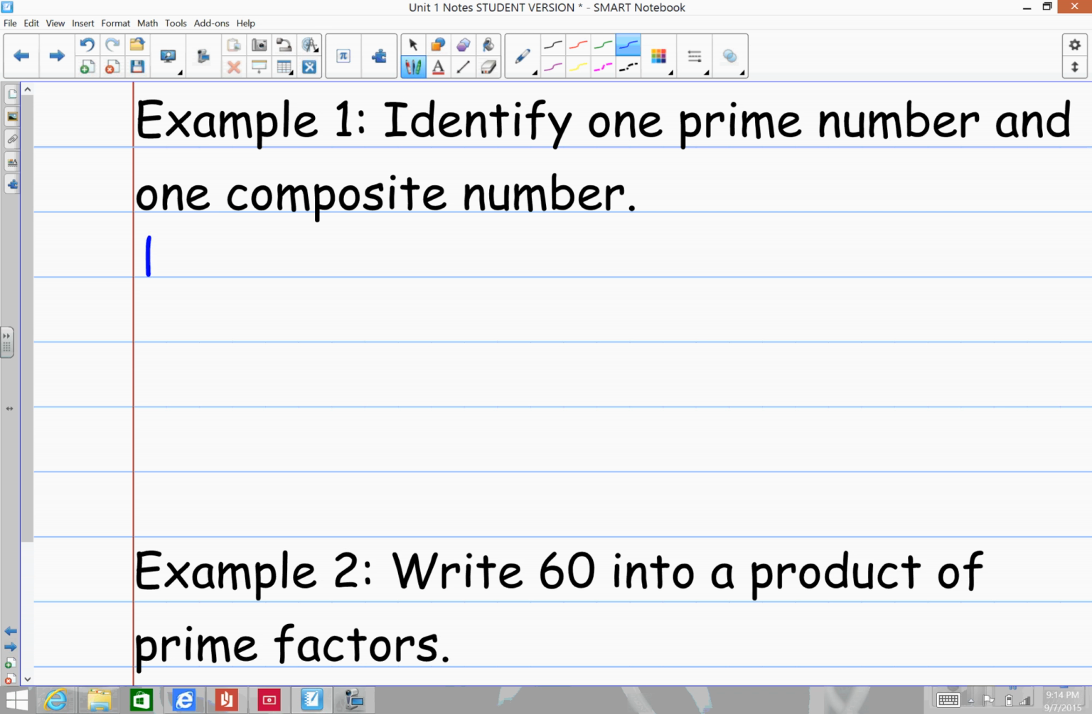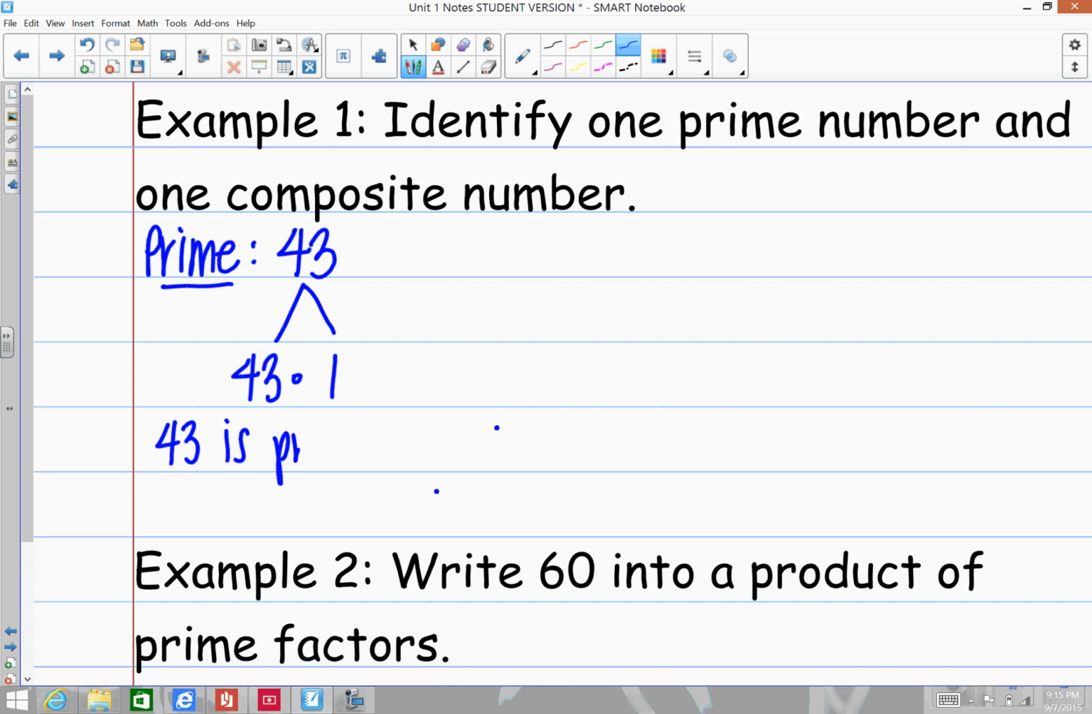So my example of a prime number, I'm going to use 43. And the reason is because if we were to break this down into its factors, the only numbers that multiply to 43 are going to be 43 times 1. Okay, so 43 is prime because its factors are itself and 1.